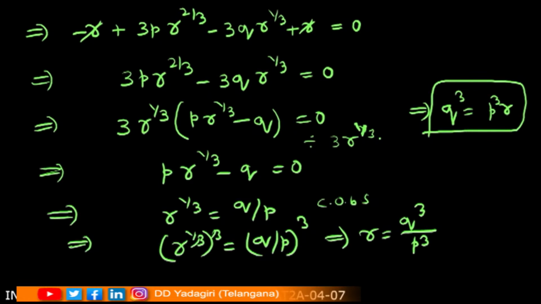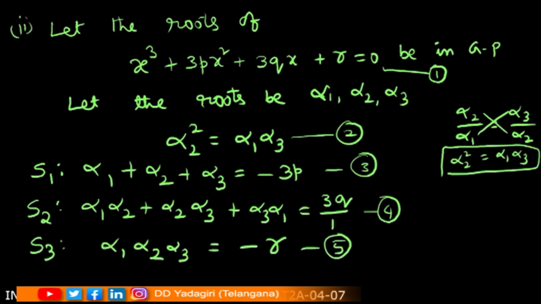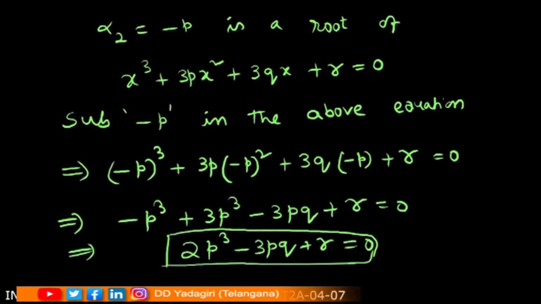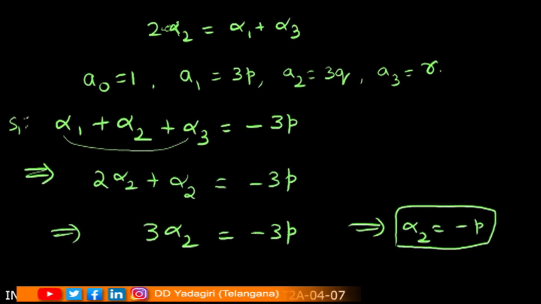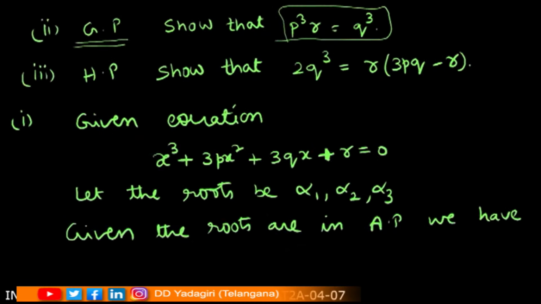From here, the value of r to the power of 1 by 3 is q by p. Cubing both sides, r remains on one side and q by p whole cube on the other. Cross multiplying, q cube is equal to p cube r, which we had to show. This is what we had to show, p cube r is equal to q cube. This is also done. Let us go to the next one.